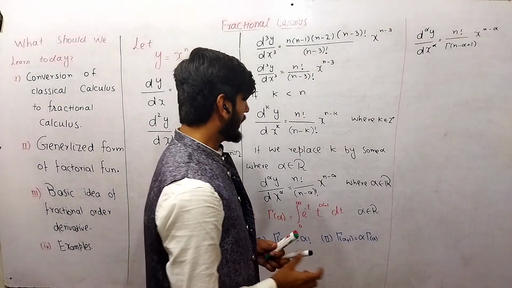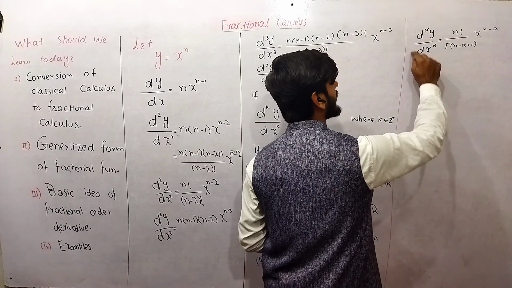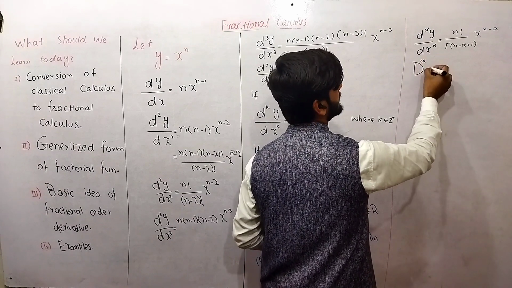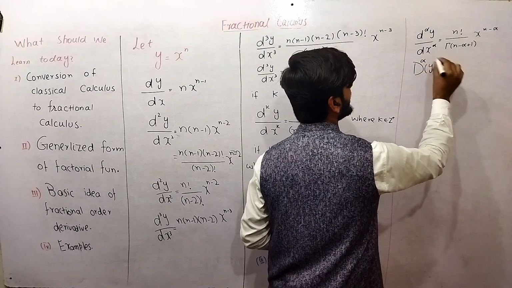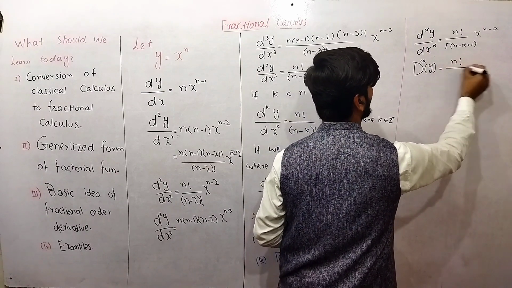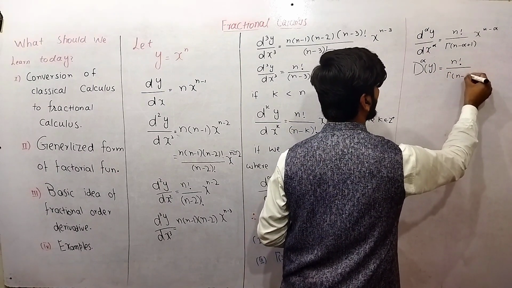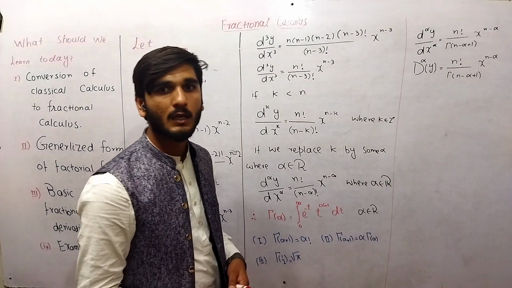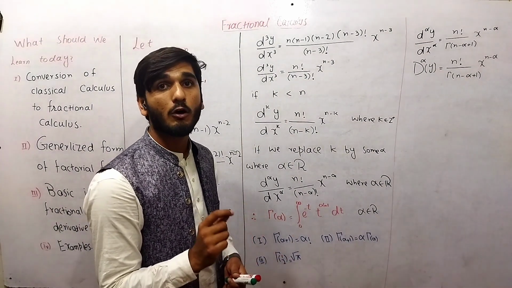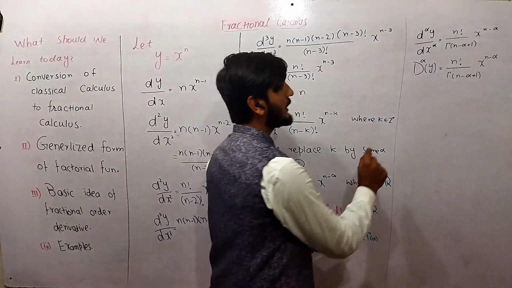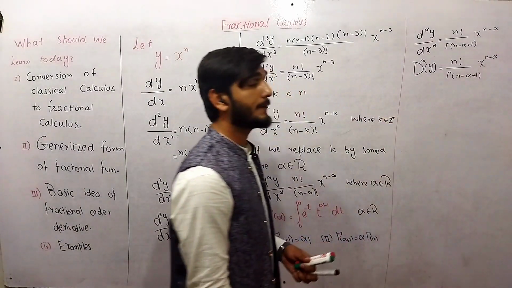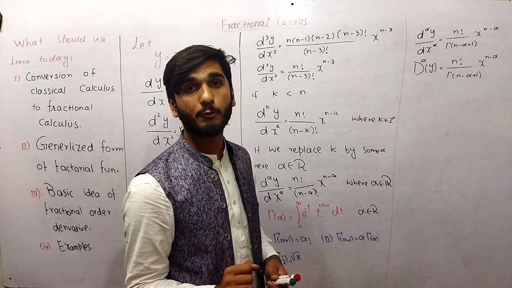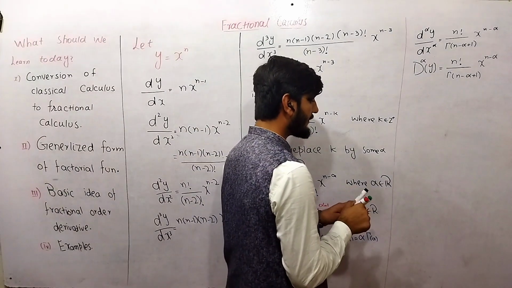The fractional derivative is now described in this form: d to the alpha of y is n factorial over gamma of n minus alpha plus 1, times x raised to the power n minus alpha, which is the power rule of the fractional derivative. Let me have an example to check this formula. Is it true or not? Let me have an example.